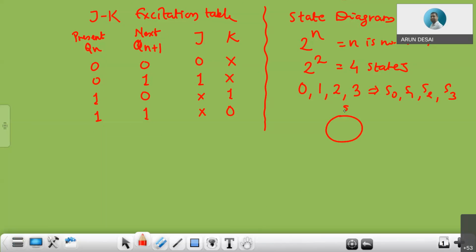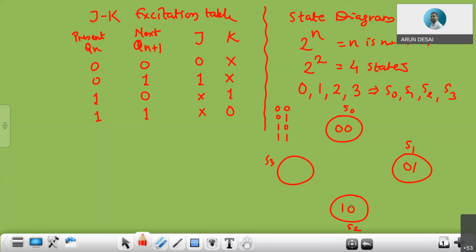See, this is my S0, S1 state, S2 state, S3 state, right? Since it is a 2-bit counter, we have four states, right? So four states, and the bit combinations are 00, 01, 10, and 11. So S0 is 00, S1 is 01, S2 is 10, and S3 is 11. So those are my states, right?